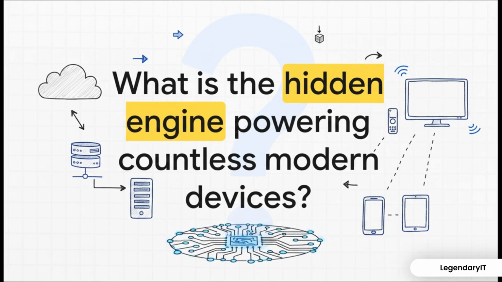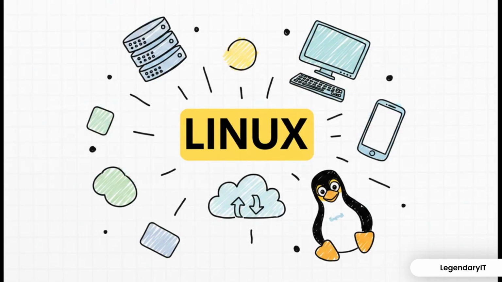So think about this for a second. What's the secret sauce behind the huge servers at places like Google and Amazon? Or, what's running your smart TV at home, your internet router, heck, even the International Space Station? Yeah, it's all powered by the same hidden engine. Yup, you got it, it's Linux.